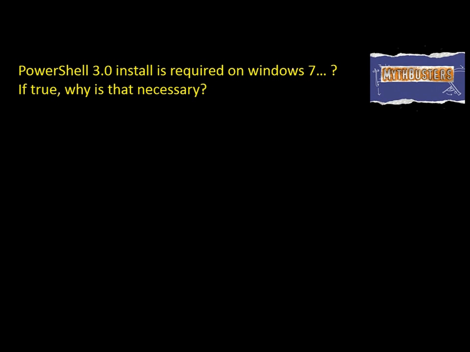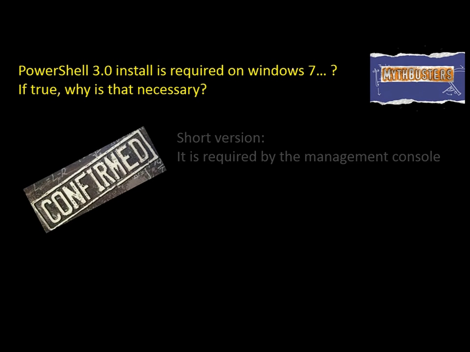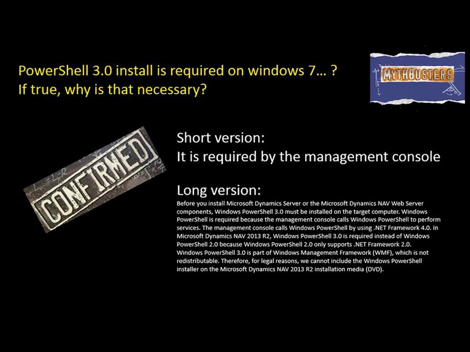So the first question that we saw was PowerShell 3.0 install is required on Windows 7. So why on earth is that necessary, Thomas? Yeah. So first of all, let's reveal by clicking that this is actually confirmed. This is true, and the short version is it's required by the management console of the updated version. So we can't get around this. There's a lot of details in this long version here, but it's not, as such, us requiring it. It's the management console on which we depend that needs this. So that's a necessity, and that's just the way it is.